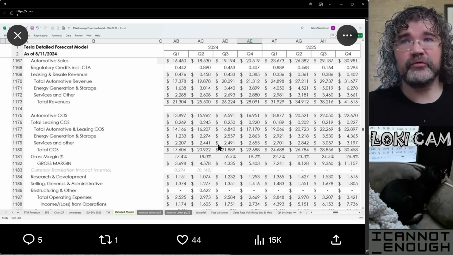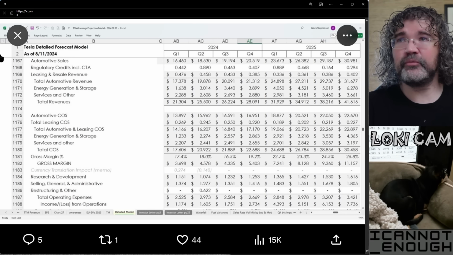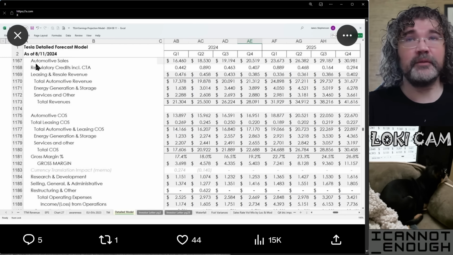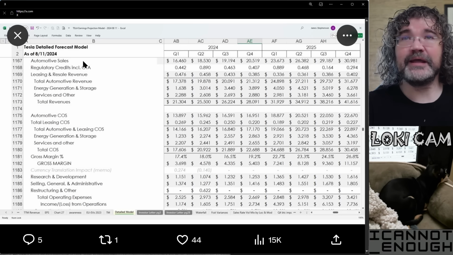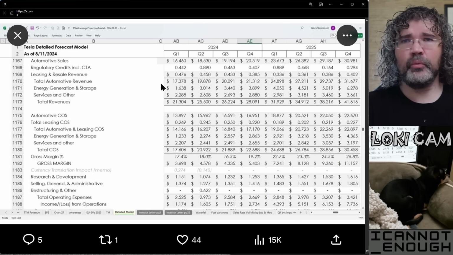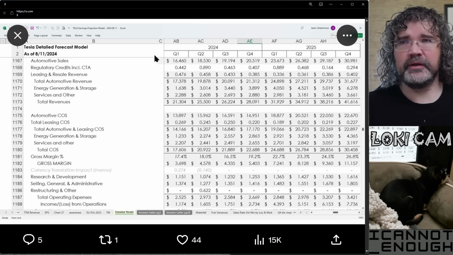So this is the top of my income statement. I skipped straight to row number 1167 in my detailed model because this is where you get to see it as Tesla will report it in the earnings letter, with revenue broken down by division.